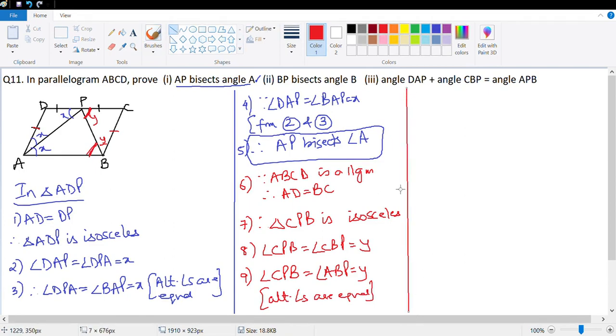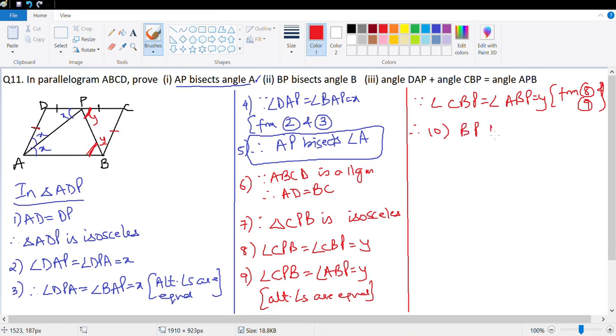So what it means is this is also a bisector. Let's just write that down. Since angle CBP is equal to angle ABP is equal to Y, we got this from 8 and 9. Therefore BP bisects angle B. This is also done. Let's look at the last part. How will we prove angle DAP, so X and CBP Y is equal to angle APB? We need to prove that this is equal to X plus Y.